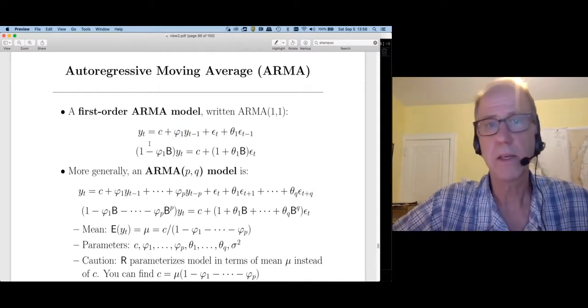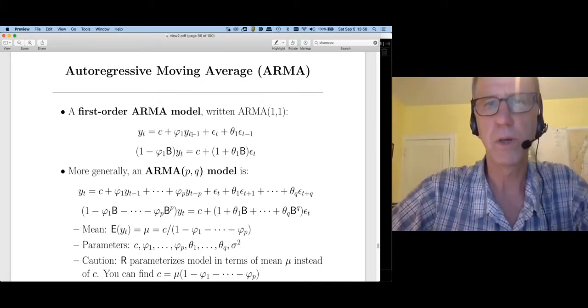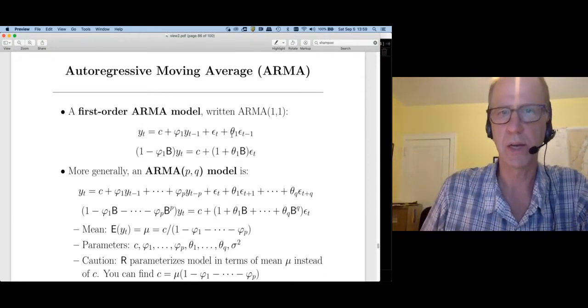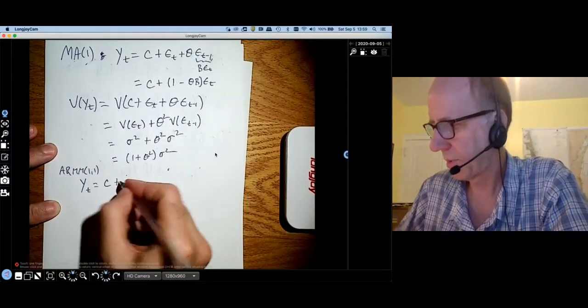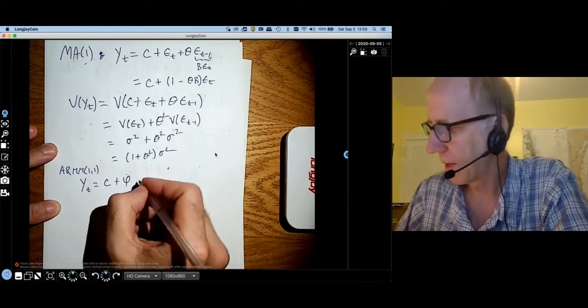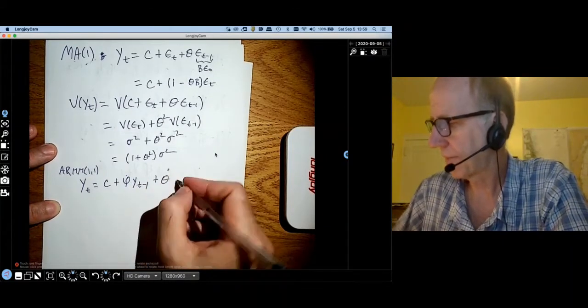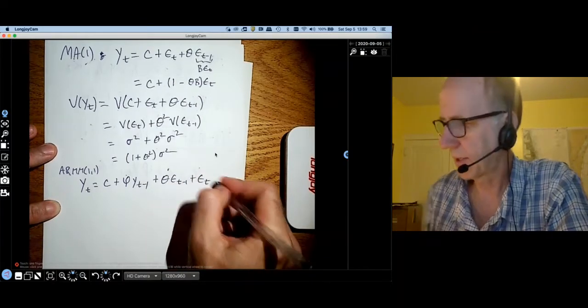We can find the backshift notation for this by moving all the y's to one side and keeping all the errors on the other side. So y sub t is some constant plus a coefficient phi times y sub t minus 1 plus some theta times epsilon sub t minus 1 plus epsilon sub t.